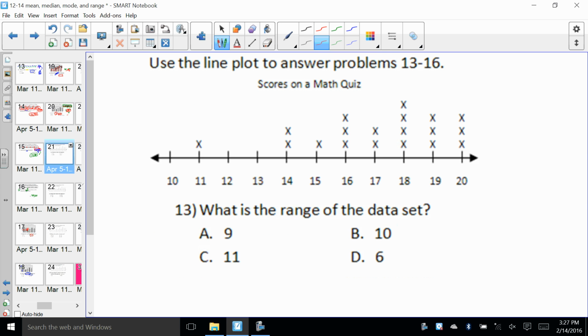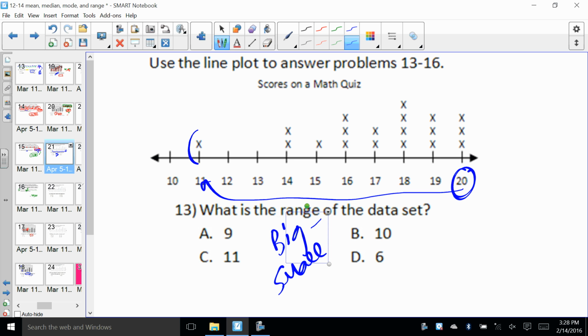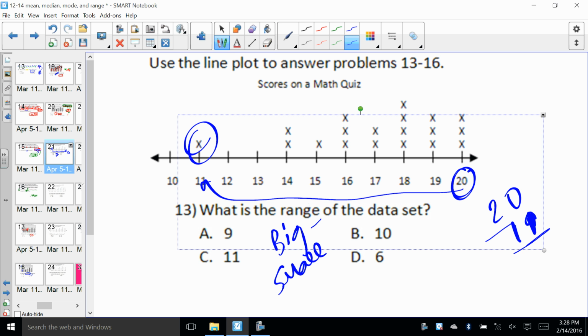All right, moving on to the next problem. Number 13, what is the range? The range is the big minus the small, the range of the data. So the range of the data, it looks like it ranges from 20 down to 11. So 20 is the biggest minus 11, the smallest, gives us a range of 9. So our range should be A, 9. Go ahead and write that down. Hang in there, guys. A couple more boxes left. I know that's kind of getting to be a long video here.